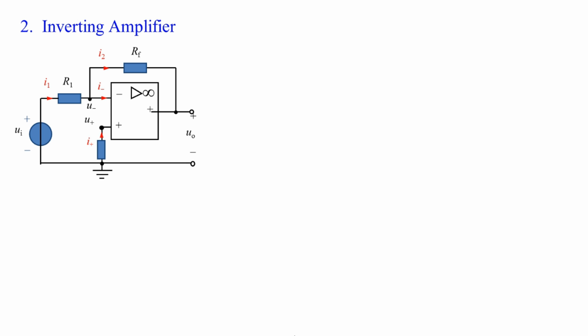The second circuit is an inverting amplifier. Our analysis is still based on the virtual short and the virtual open properties of the ideal op-amp. Based on the virtual short, U minus equals U plus. Based on the virtual open, I minus equals I plus equals 0. I minus is 0 means I1 equals I2.